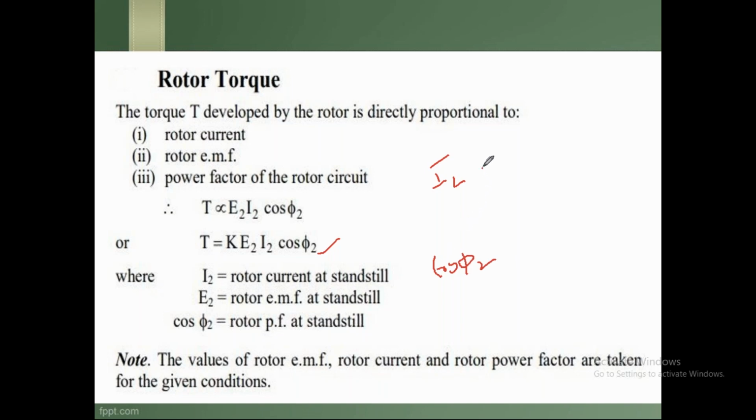So I2 is equal to E2 divided by Z2, that is V by R. Now we can write Z2 as the square root of R2 square plus X2 square. Now how can we write the cos phi value?